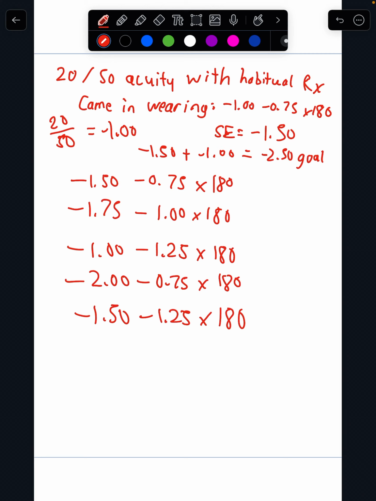I want to start with this one because it's the easiest. So -1.75. Instead of doing the formula, I kind of do it in my head. I encourage you to use the formula until you feel confident in it. But I can just look at this and say, okay, -1.75, and then half of -1 is -0.50. If I add -0.50 to -1.75, that equals -2.25. So I know that one's wrong.